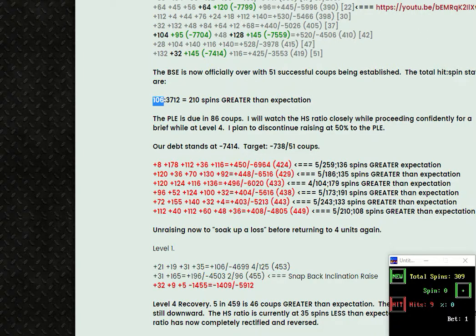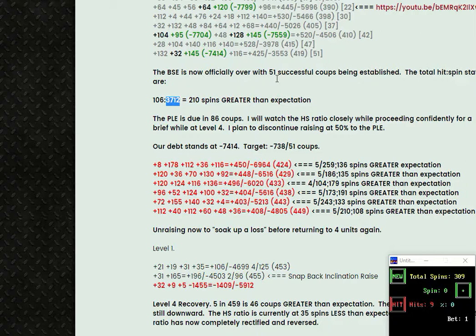So that's going to be right around 6 more hits, and you take 6 times 37, and you get your 222, and then we round it off to make it easy. That's a few spins difference. What is that? 12 spins difference. But you see, that's where we are greater than expectation. Greater than expectation means we have more hits than expected for 3,712 spins. So hopefully that's very clear.